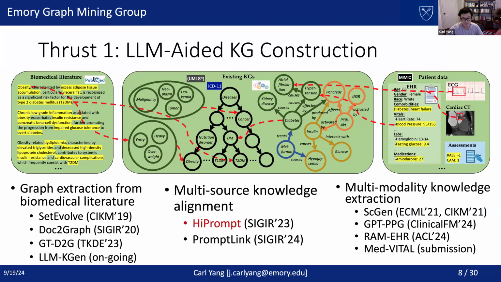Now I want to go a little bit further into each of the thrusts, the major directions we are working on. The first one is, again, from language model to knowledge graph. How can we use language models to help the construction of knowledge graphs? In the middle is the first work we are doing.